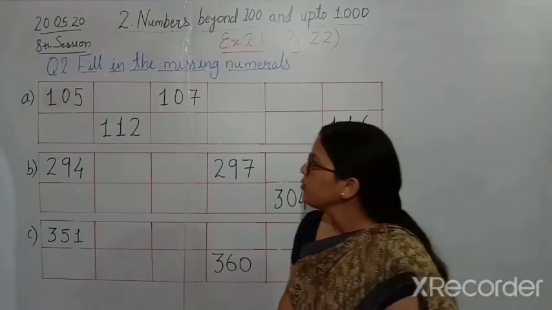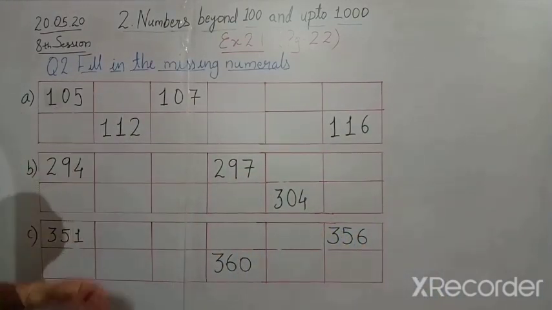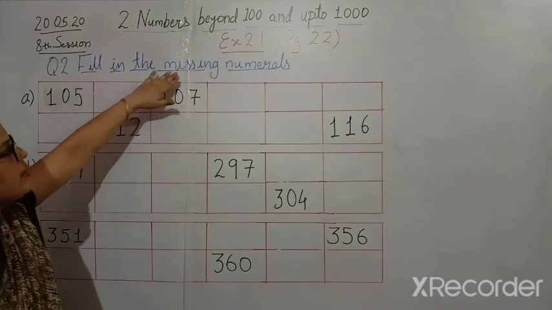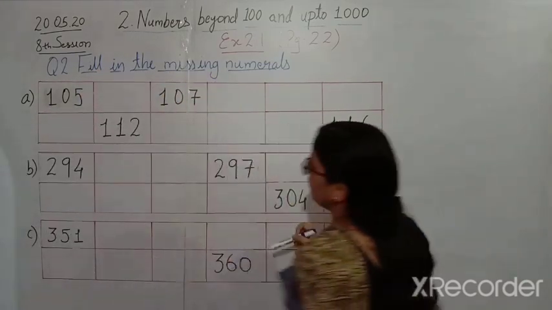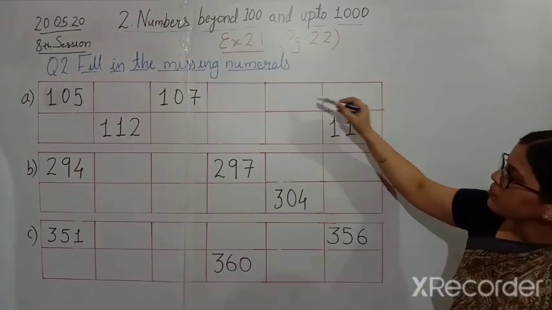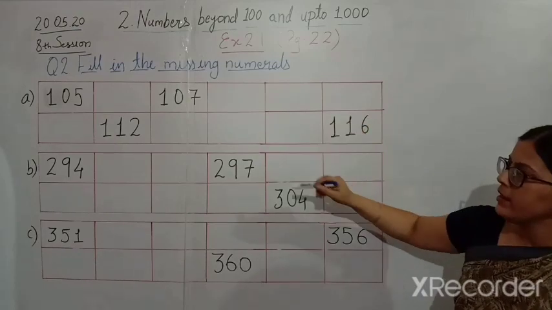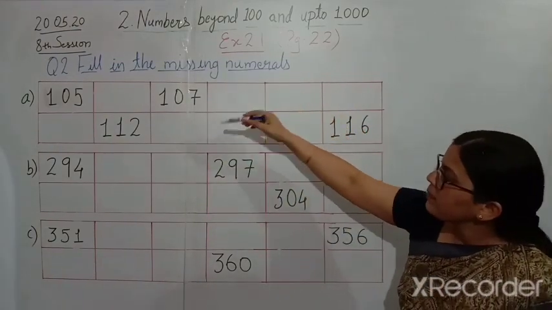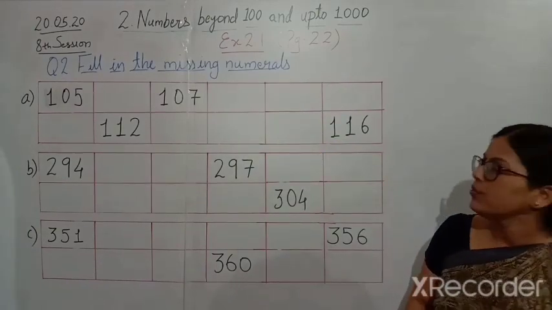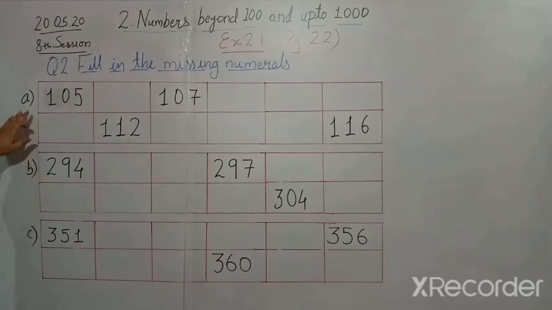Now question number 2, fill in the missing numerals. We have to write the missing numerals in the blank blocks given here. Some of the numbers are given, and we have to fill these blocks with the help of these numbers. So let's start. The number begins from 105.